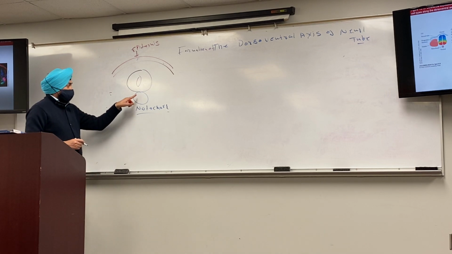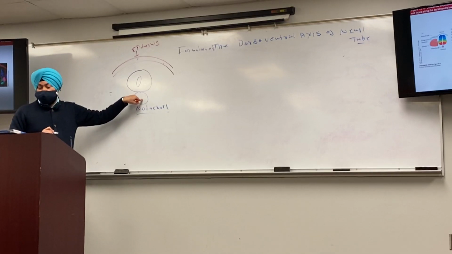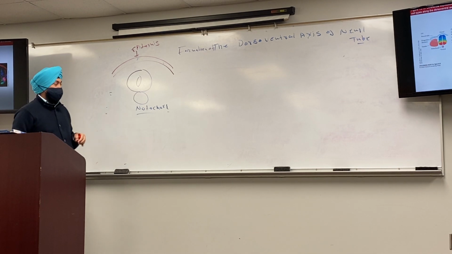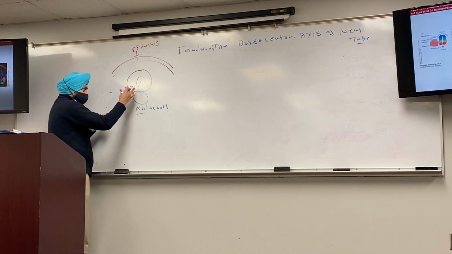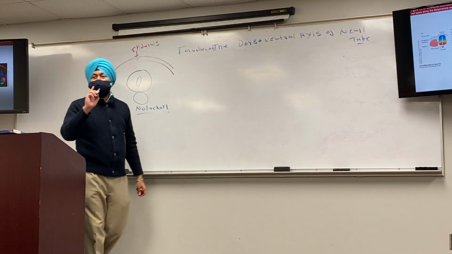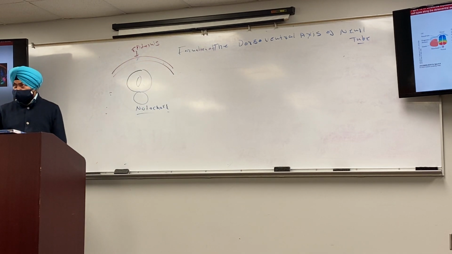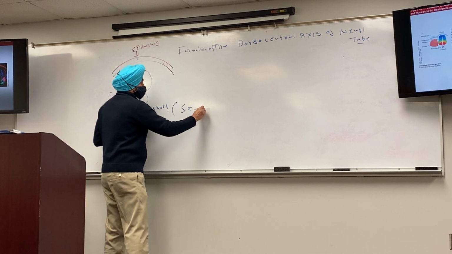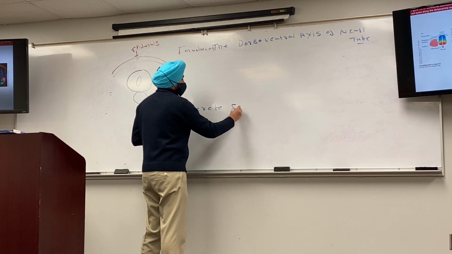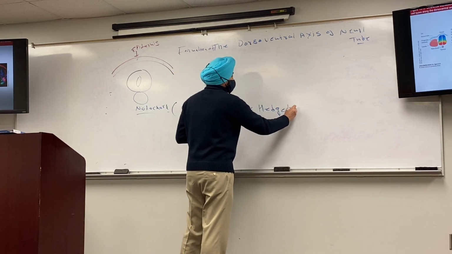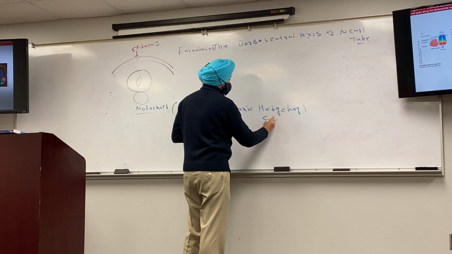So notochord, what does notochord secrete? Noggin and sonic hedgehog, right? So right here, in the formation of this axis, the sonic hedgehog is playing a critical role. So notochord is going to secrete sonic hedgehog, writing here SHH.